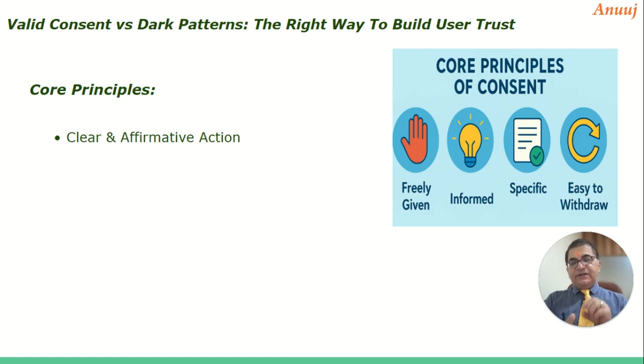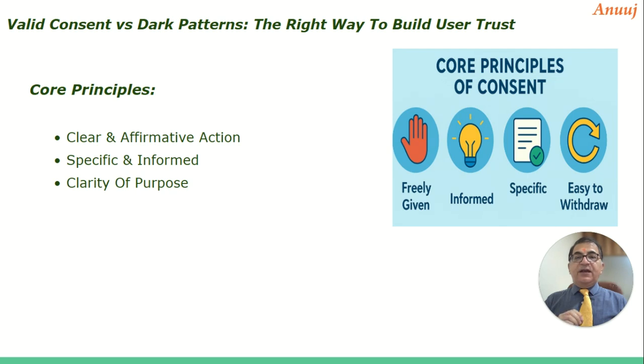Indian DPDP Act says that for every line item service that we are providing, we need to tell the purpose and obtain a granular consent for every line item. So it has to be very, very specific, very, very informed. That means the purpose has to be very, very clear to the principal before he gives his consent.